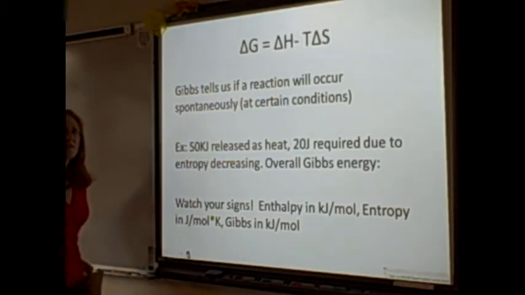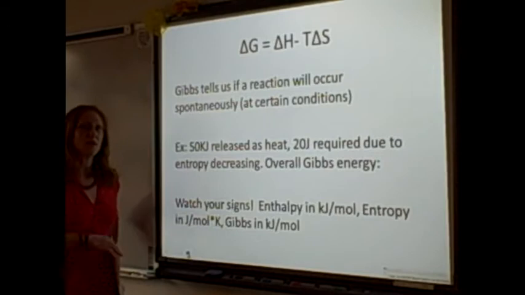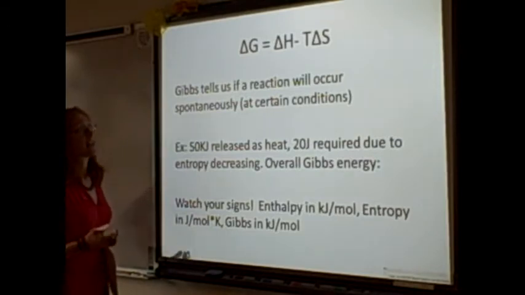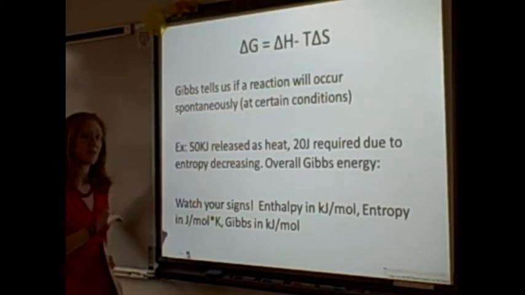Gibbs is the one thing that will always tell us if a reaction will occur spontaneously, which means it happens. It doesn't mean it happens fast. It just means that it will happen, spontaneously at certain conditions. Kinetics will tell us if a reaction happens quickly.